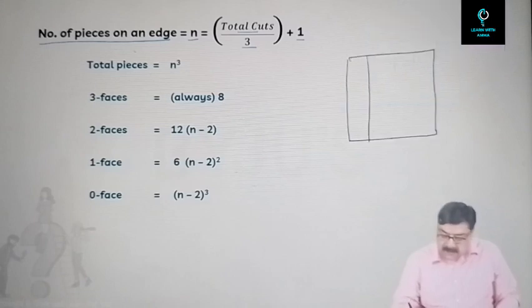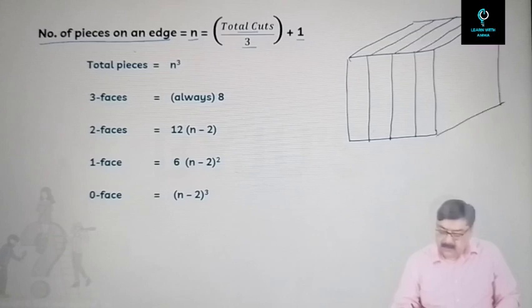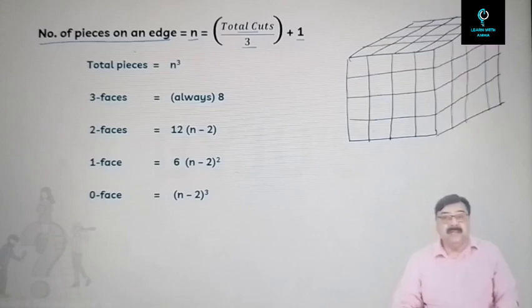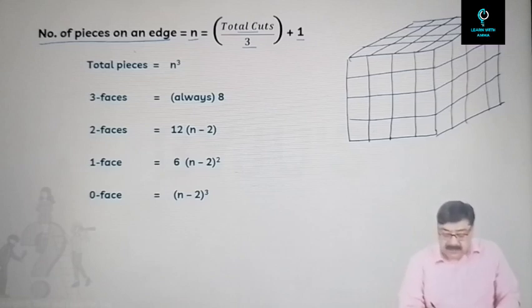Now let us take a cube to which we are giving 9 cuts, that is 3 cuts in each direction. Here we go. And now let us find out these details. It is there in front of you. The value of n that I am asking you to find out here is total cuts. Total cuts is how much?